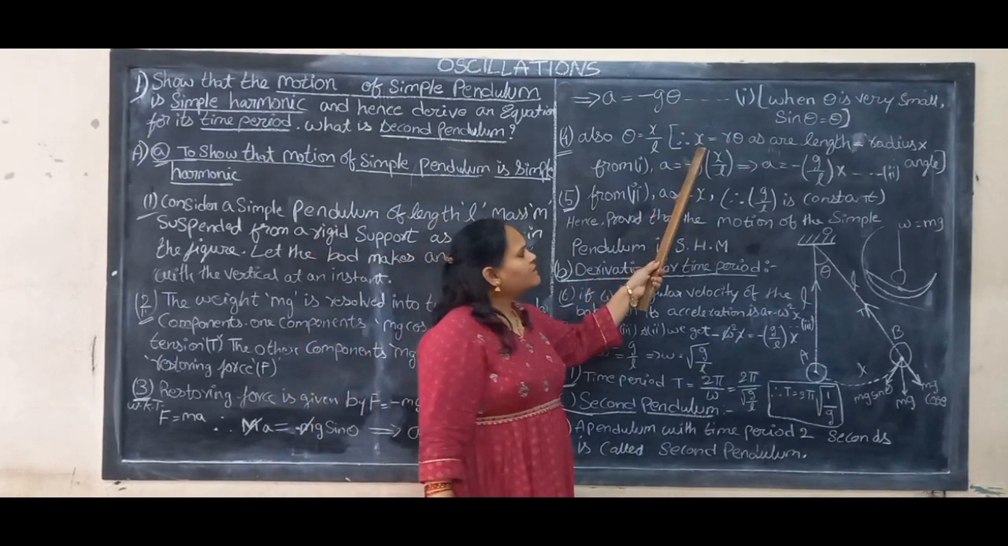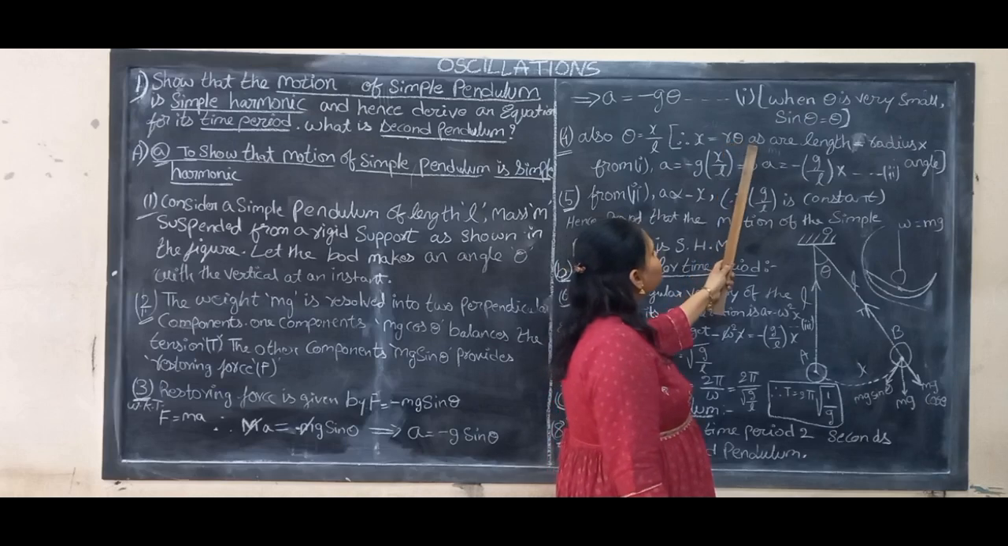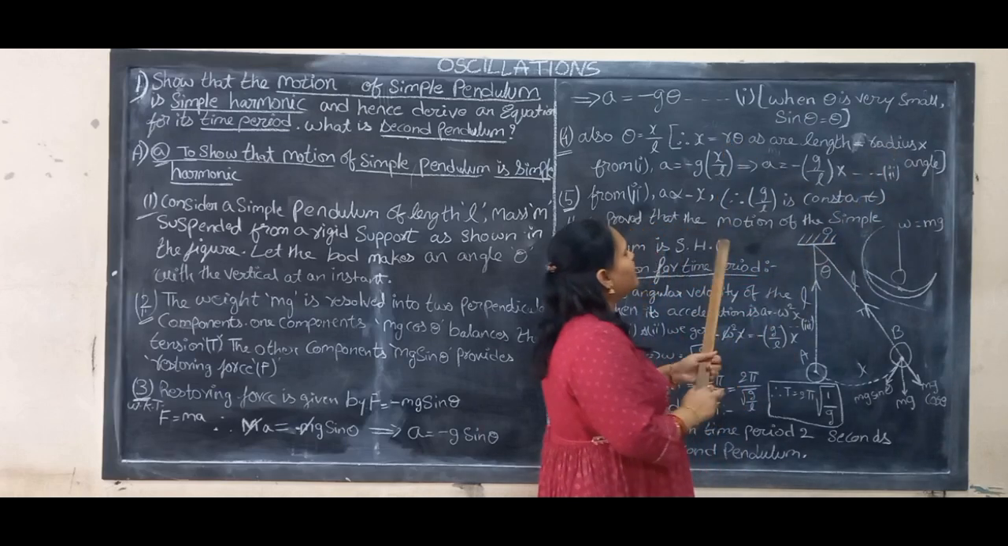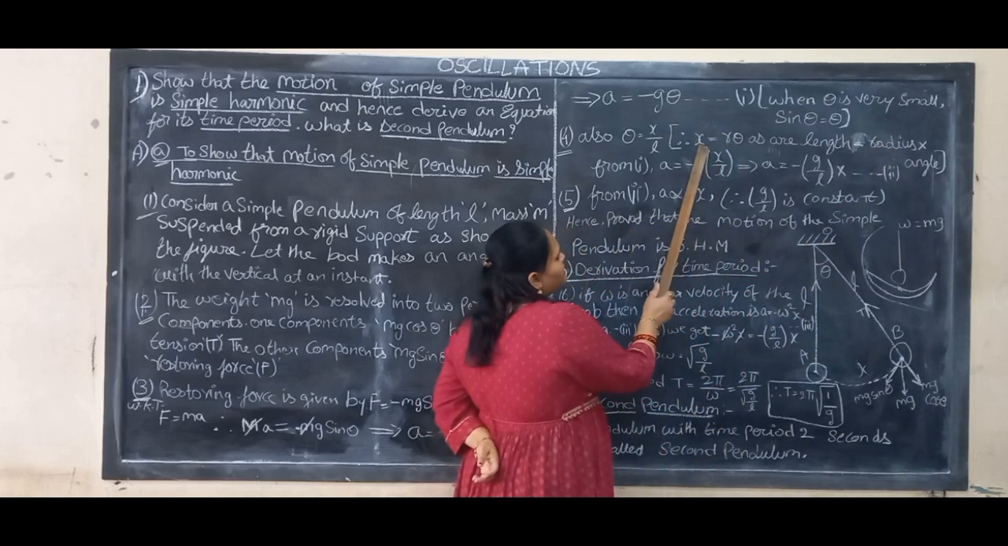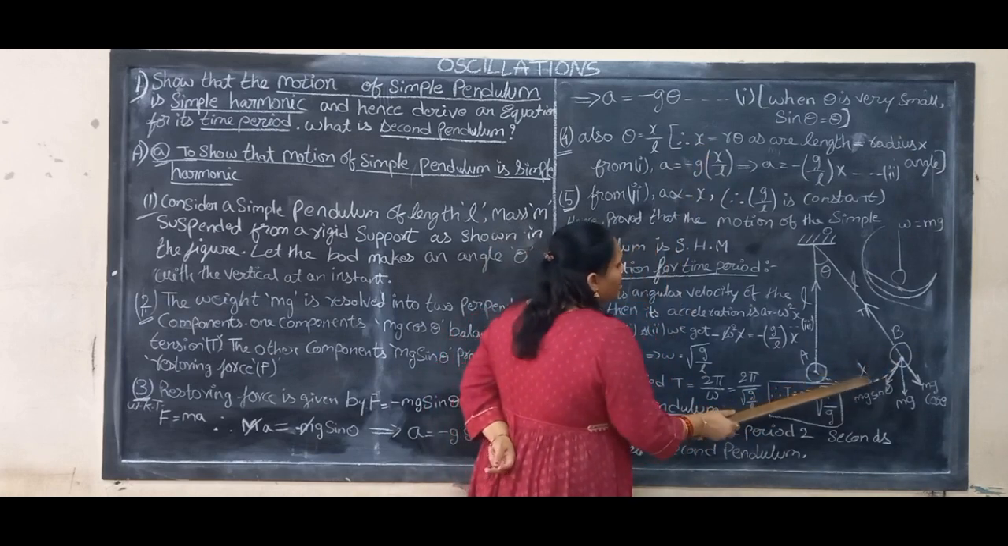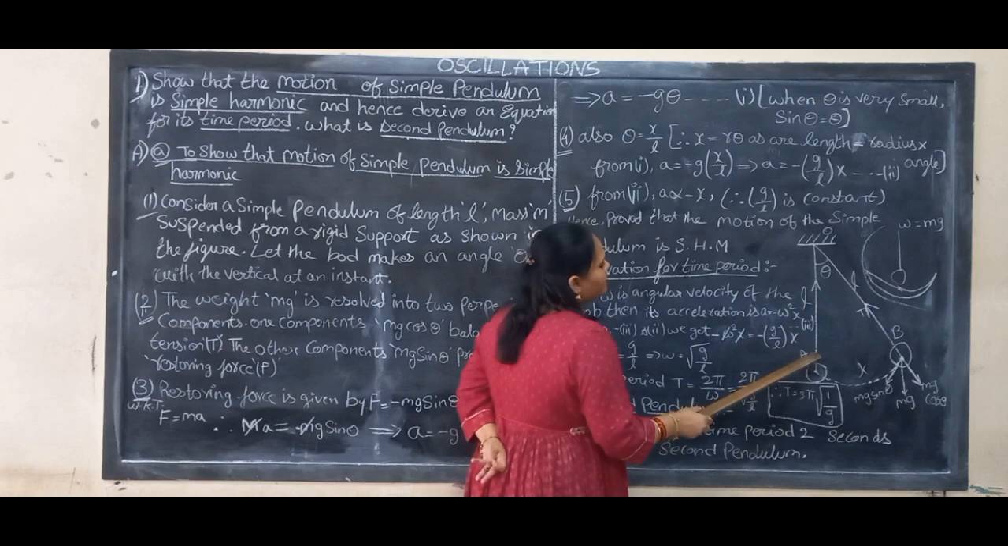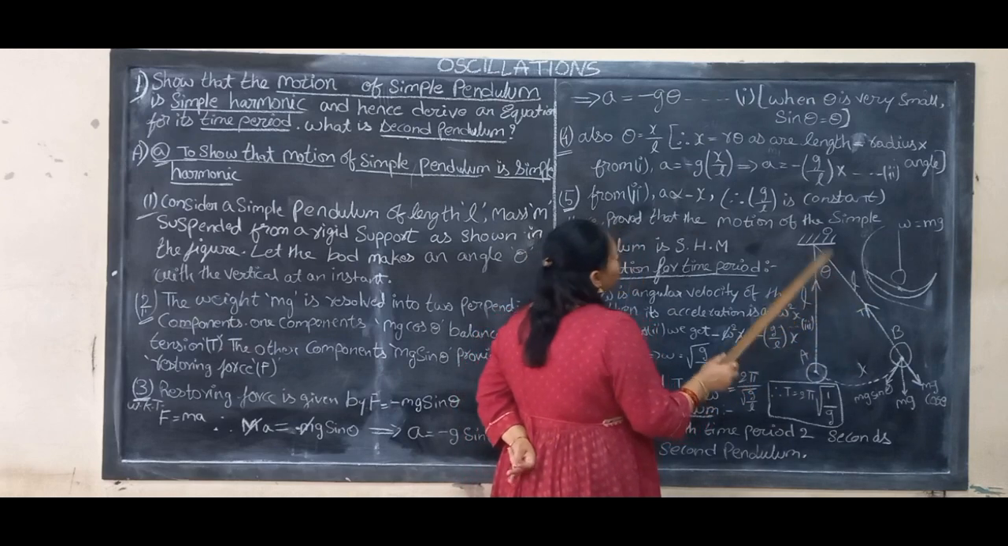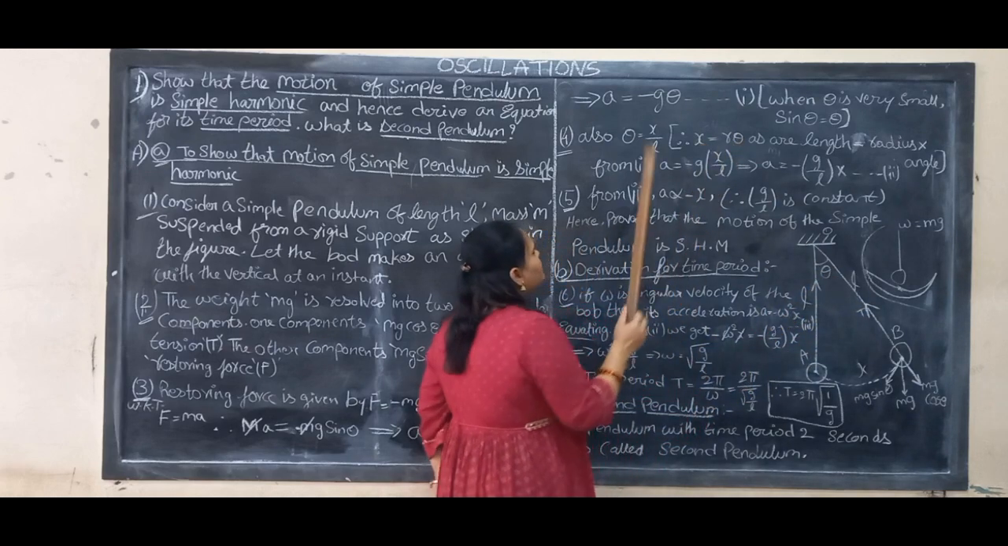Arc length equals radius into angle. We know this formula. So this is the arc length, and the displacement is the distance x. Arc length L is the length of the pendulum, and theta is the small angle. So x equals r theta.